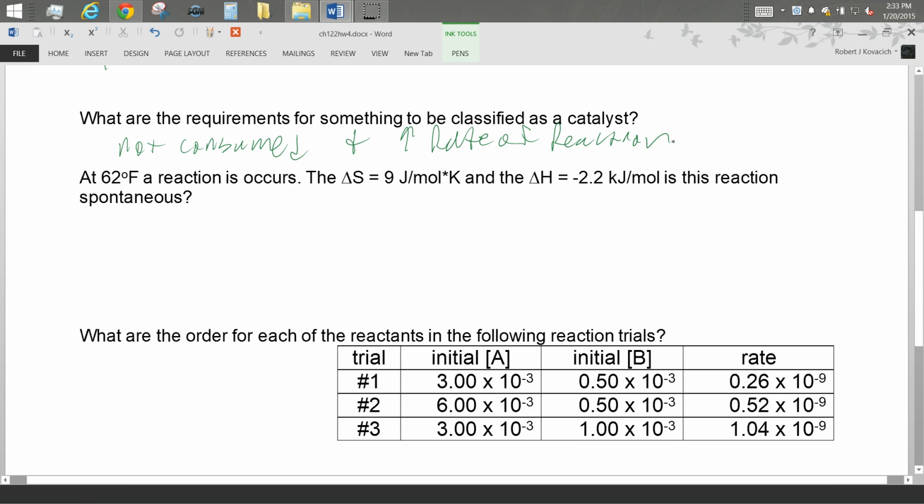So I've got a temperature in Fahrenheit, a joules, a moles, a Kelvin, a kilojoules, and a mole. So I think right away I'm going to turn this into negative 2200 joules per mole. So we've got the joules and kilojoules taken care of. And then this 62, is it minus 32 then times 5/9? Or is it multiply 5/9? Well, let's find out. I think it's that way.